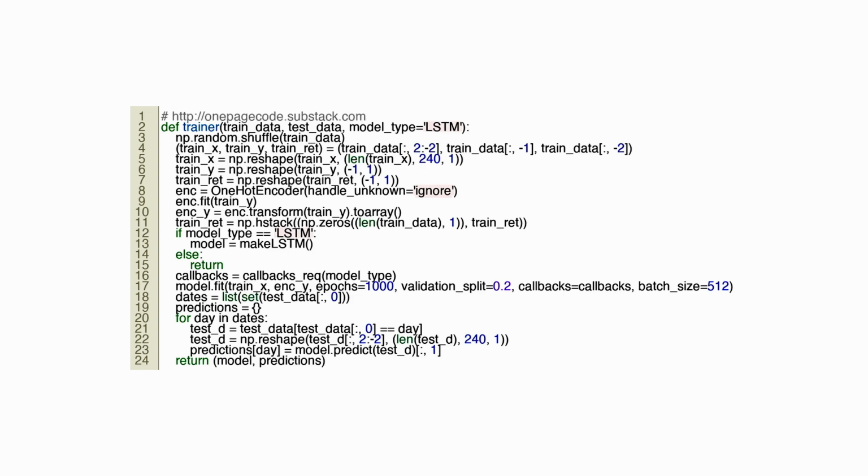After training, the code creates a list of unique dates in the test data. For each date, the code gets the test data for that date, reshapes it, and uses the trained model to make predictions for that date. Finally, the trained model and the predictions for each date are returned.